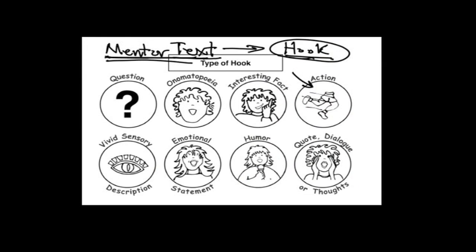Once we record the author's words or stems from the author's hooks, we can go back and identify the type of hook they used: a question, a sound effect, an interesting fact, an action, a vivid sensory description, an emotional statement, humor, a quote, dialogue, or thoughts, or maybe a mixture of those. So these little buttons are ways for students to identify the type of hook, and then they actually have the author's words or stems taken from the text so they can utilize them later to make their own hooks.